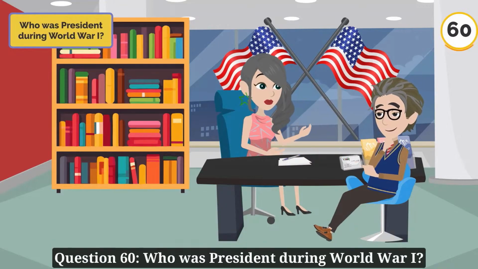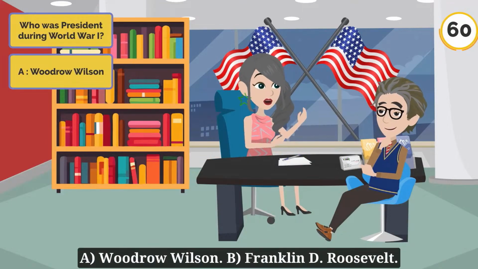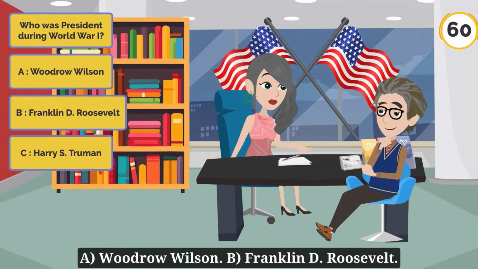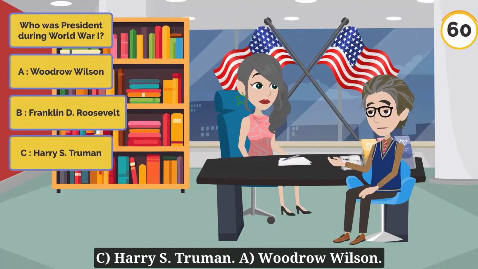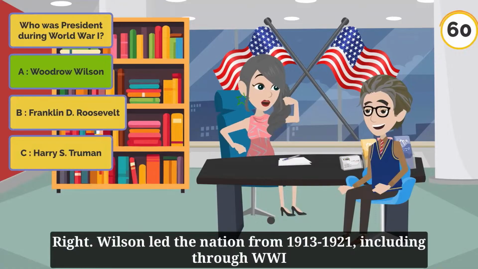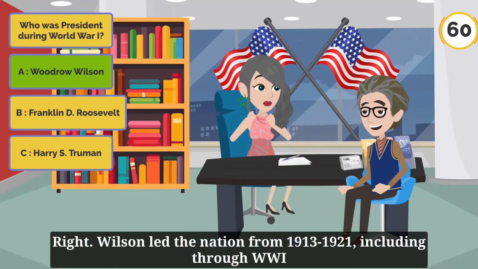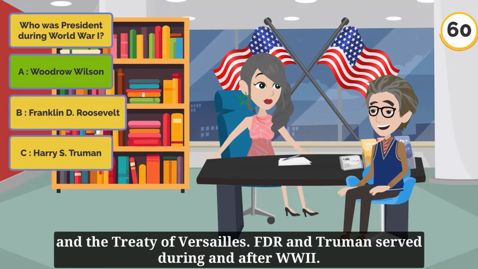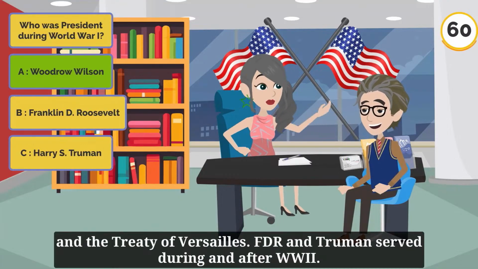Question 60. Who was president during World War I? A. Woodrow Wilson. B. Franklin D. Roosevelt. C. Harry S. Truman. I'll go with A. Woodrow Wilson. Right. Wilson led the nation from 1913 to 1921, including through World War I and the Treaty of Versailles. FDR and Truman served during and after World War II.